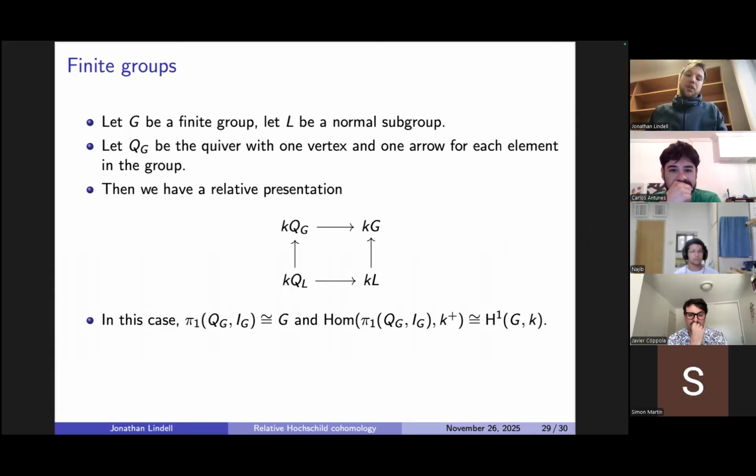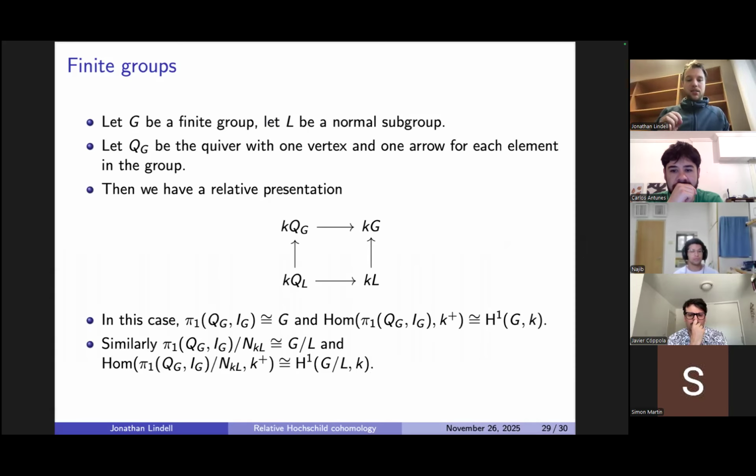So the dual of the fundamental group, in the case of the trivial group module, is just H1 of the group with coefficients in k, so the group homology. And then similarly, one can show that the contracted fundamental group in this case will be isomorphic to the quotient of G by L. So in this case, the dual fundamental group will be the first group homology with trivial coefficients of the quotient. So one way to think about this example is that it tells us that somehow relative Hochschild homology behaves similarly to taking quotients.